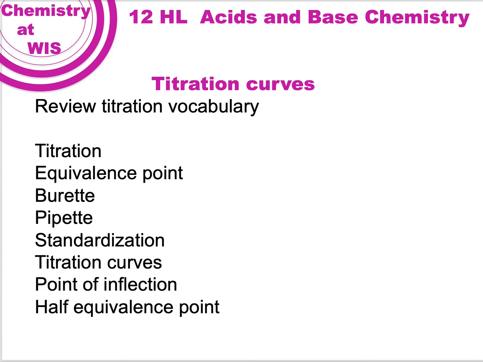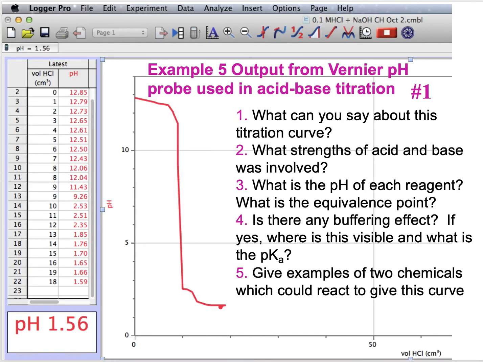Now, if we were looking at the LoggerPro data, this is the type of graph that you would have. This was just done with smaller volumes of acid added, because look, the pH is just under 13 there. And what we want you to do is to pause and answer the questions here before you go on.